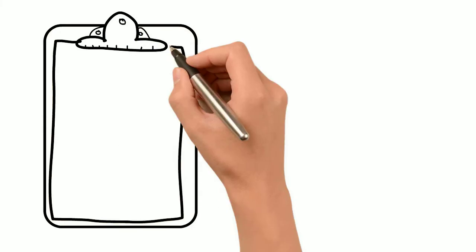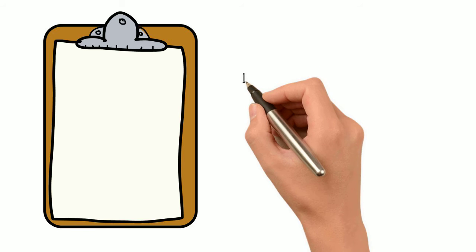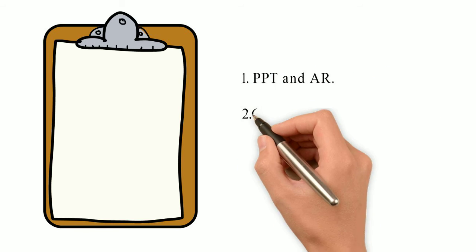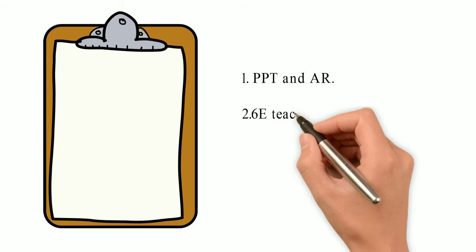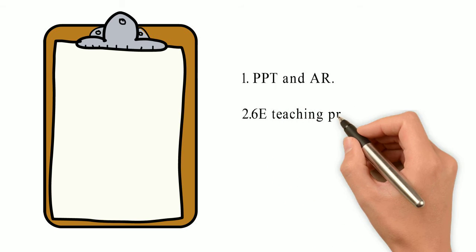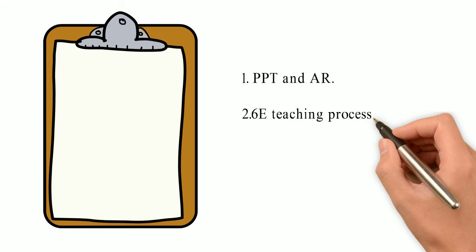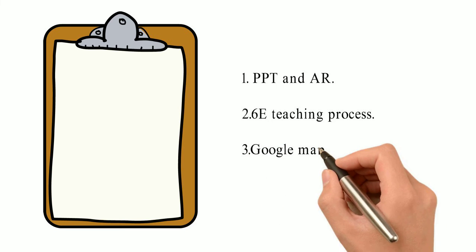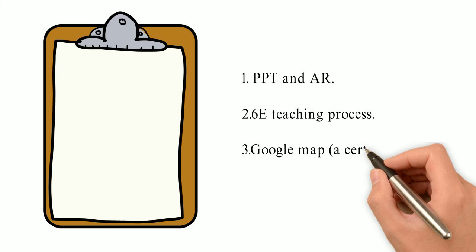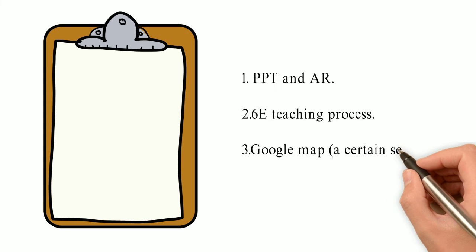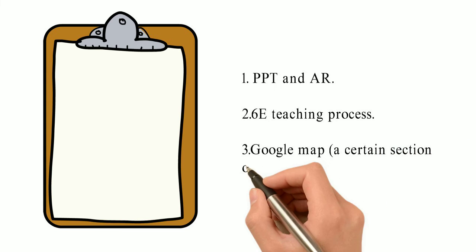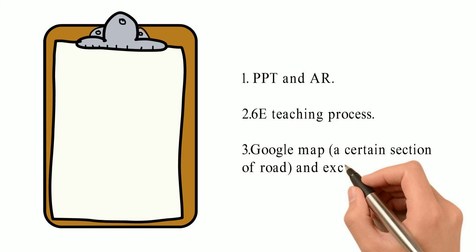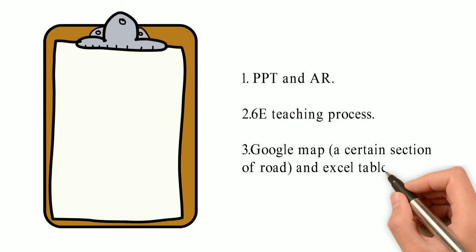Thirdly, course introduction. The teaching materials of this course are mainly PPT and AR videos produced by teachers. The 6E teaching process is used to introduce the principle of prediction and how to make predictions. It is used with Google Map, a certain section of road, and an Excel form to check and accept students' learning results. Now let's go to the class.